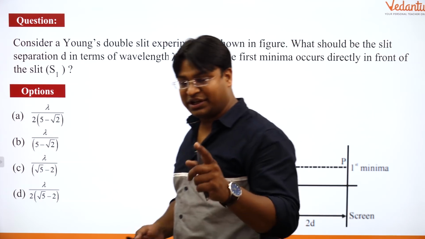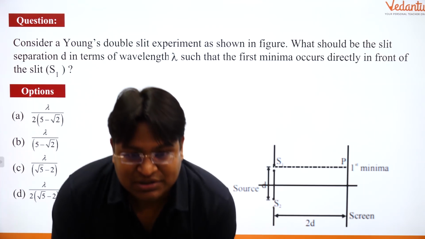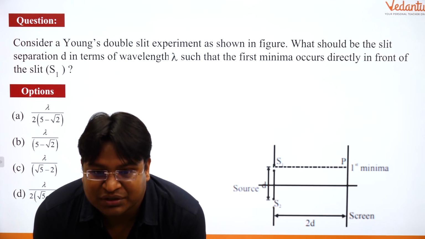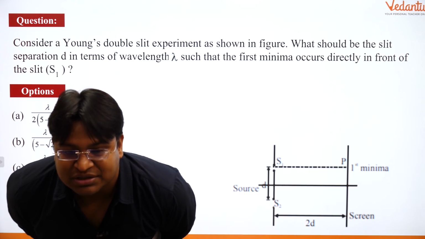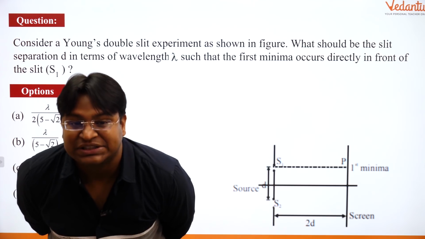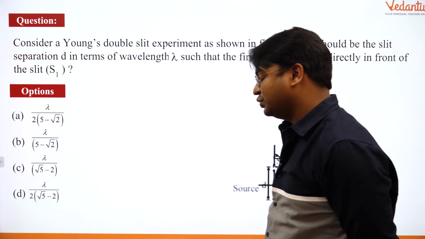Again, the next question is a tricky one. It's actually a tricky one. Let's just read this question. Consider a Young's double slit experiment as shown in the figure. What should be the slit separation d in terms of wavelength lambda such that the first minima occurs directly in front of slit S1? Let's just have a look at what the question wants us to do.